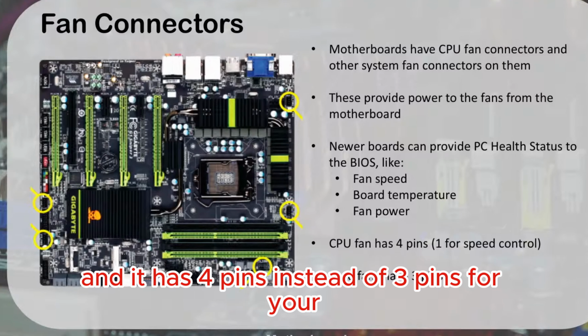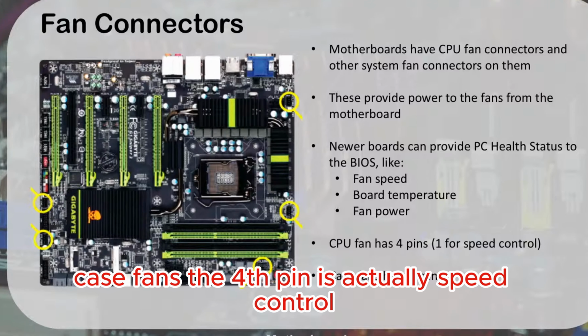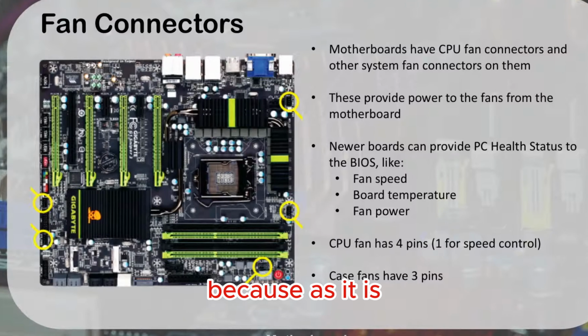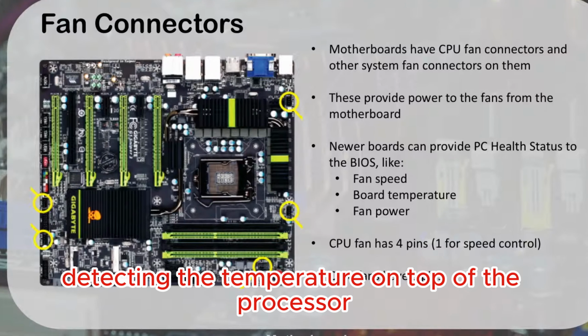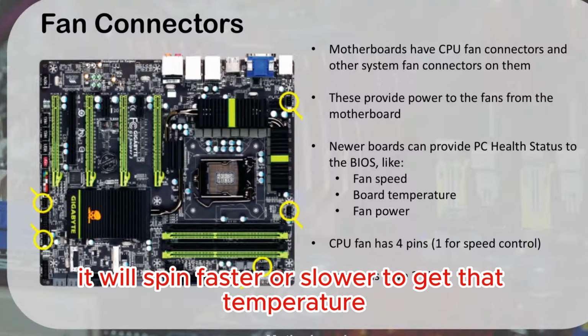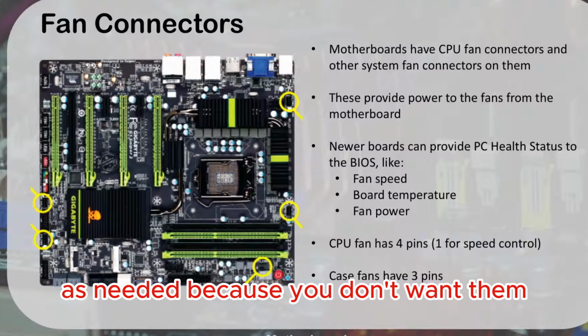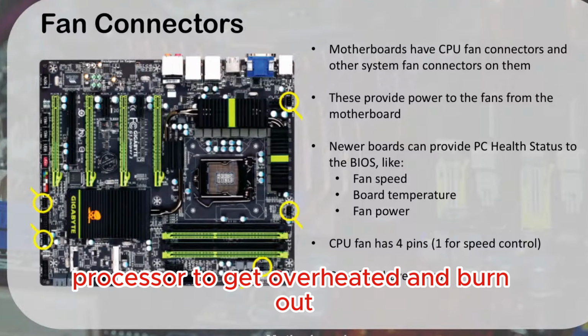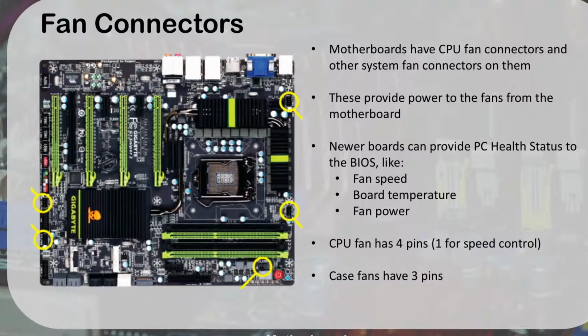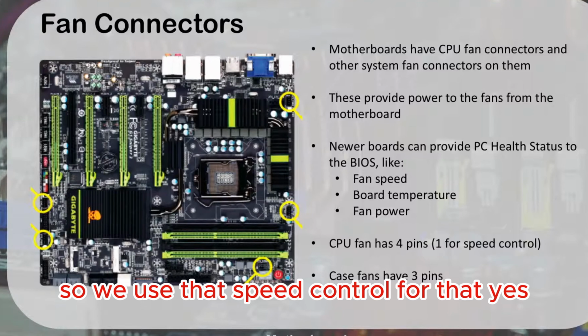The CPU fan will actually sit right on top of the processor, and it has 4 pins instead of 3 pins like your case fans. The 4th pin is actually speed control, because as it is detecting the temperature on top of the processor, it will spin faster or slower to get that temperature hotter or colder as needed, because you don't want the processor to get overheated and burn out. That's a very expensive mistake. So we use that speed control for that.